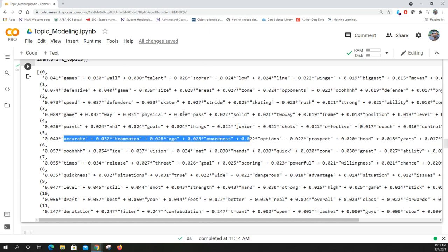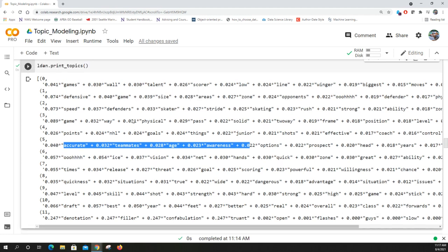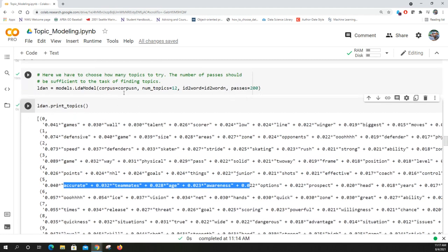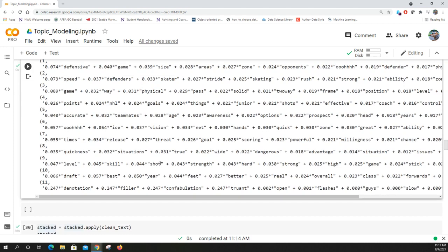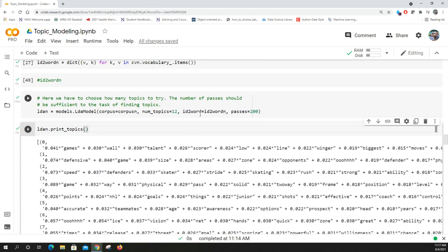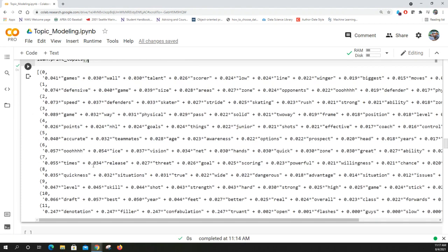And this is just one run through of this algorithm. I'm not going to run it again right now because it actually does take about 12 minutes or so to run this and get a new set of topics. But there are tweaks that can be made to this that could probably make it a little bit better.